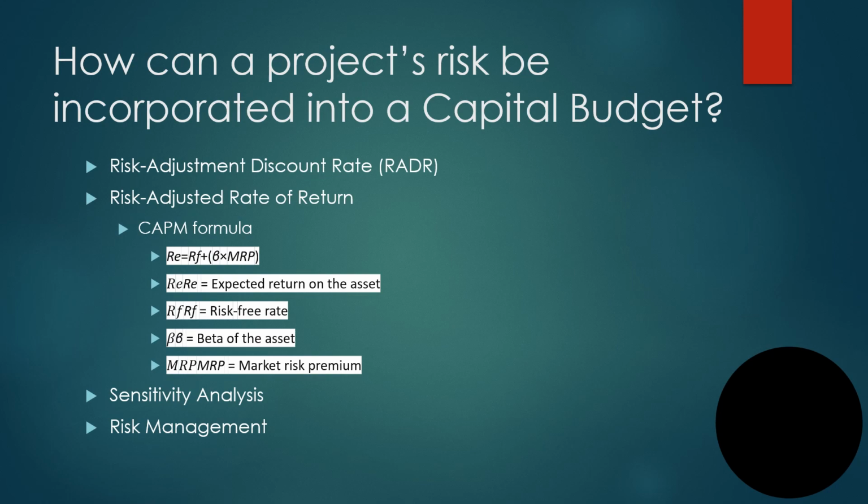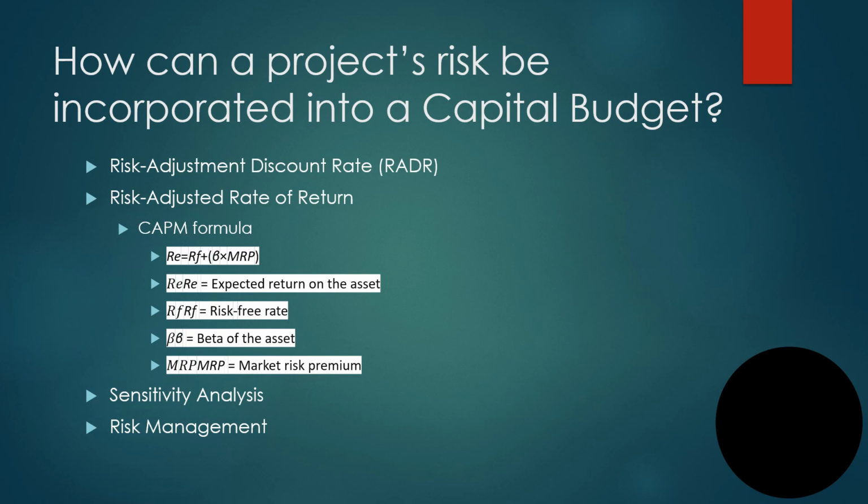How can a project's risk be incorporated into a capital budget? A company can incorporate project risk into a capital budget using several different strategies. 1. Apply the risk-adjusted discount rate to reflect the project's risk profile. This discount rate is used by calculating the present value of future cash flows, adjusting the discount rate to account for project risk. The risk will be incorporated into the capital budgeting analysis.